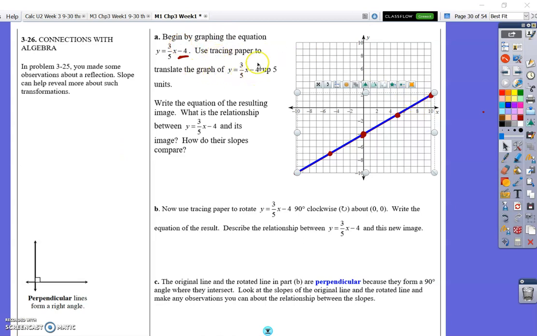Now I'm going to translate this line up 5 squares. So it would help if I had dots on my tracing paper, but make sure when you do it, put the dots on the line. So that's 1 square, 2 squares, 3 squares, 4 squares, and 5 squares. That is my new line.